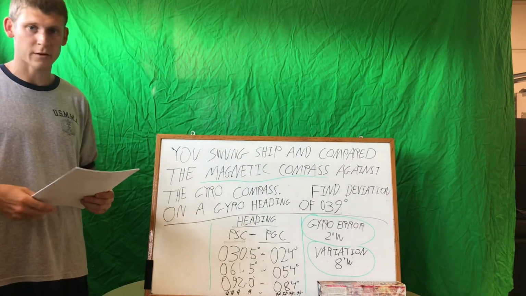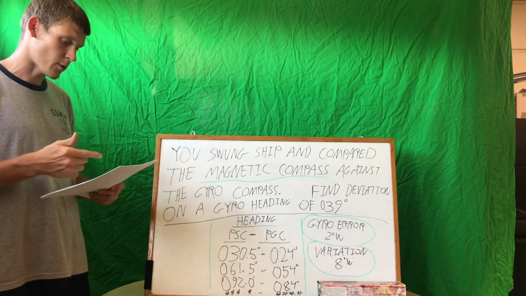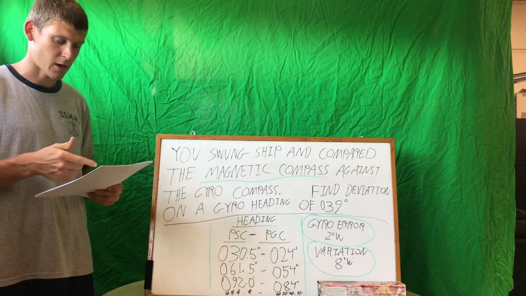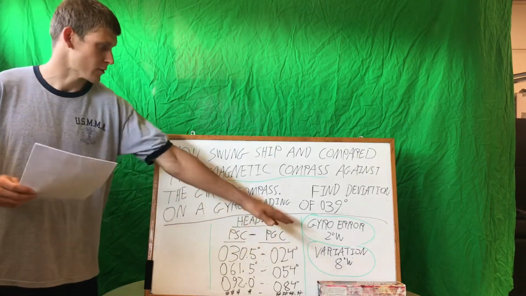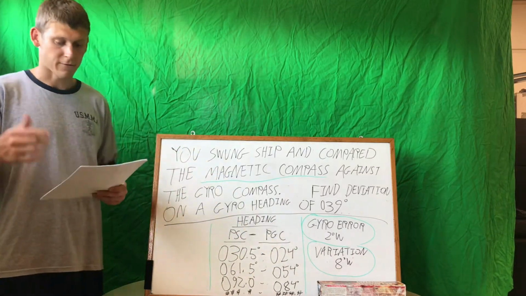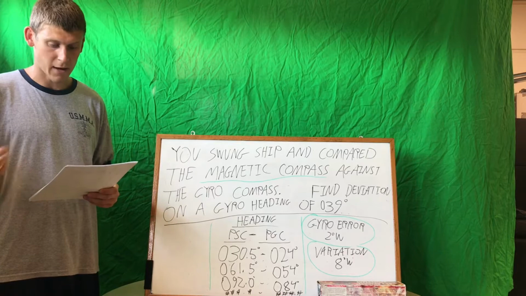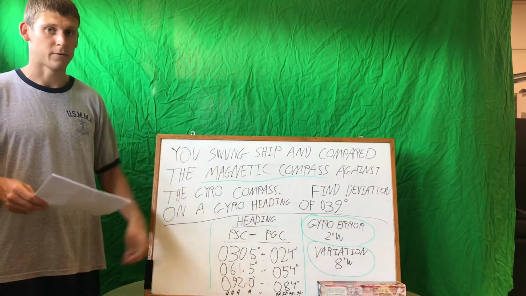So the 2018 near coastal exam question reads such. You swung ship and compared the magnetic compass against the gyro compass to find the deviation. Gyro error is 2 degrees west, variation is 8 degrees west. Find the deviation on the gyro heading of 039 degrees.